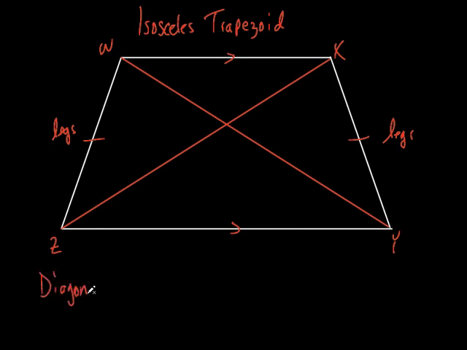So the diagonals of an isosceles trapezoid, I'll just shorten trapezoid to trap. Is that okay? The diagonals of an isosceles trapezoid are equal. Or you could say congruent. All right, so that's kind of interesting.